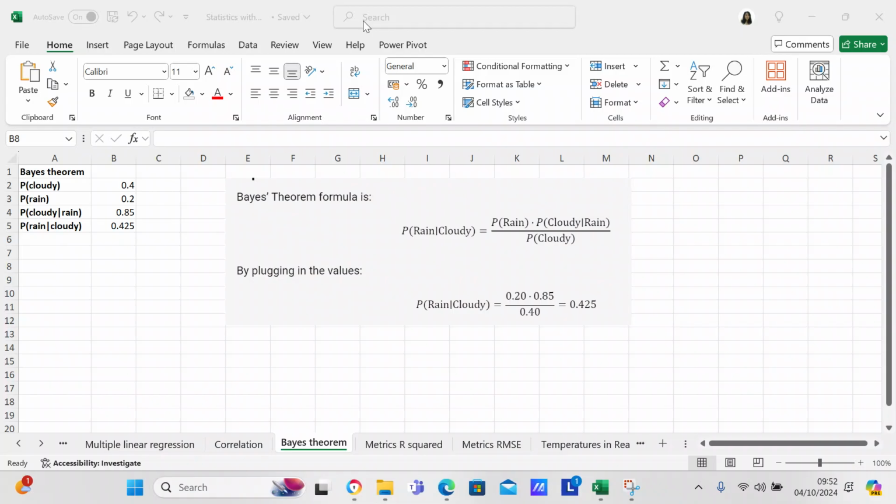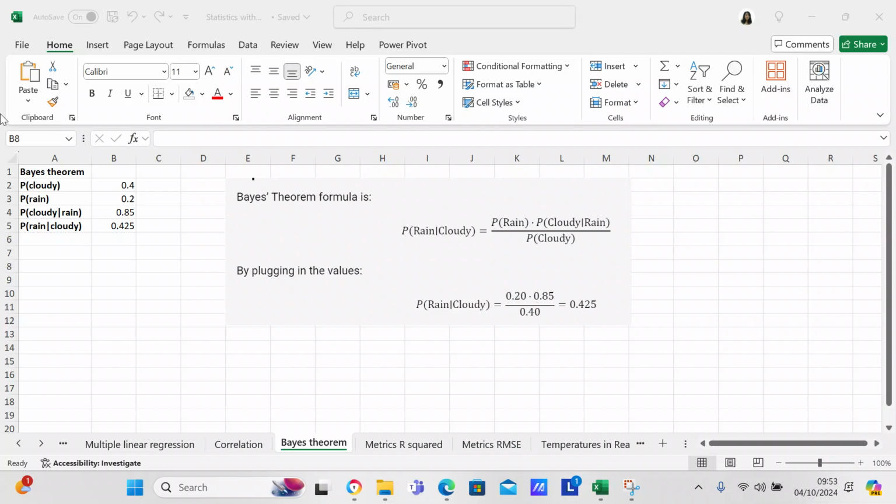So the Bayes theorem formula is the probability that it will rain because it's cloudy equals the probability that it will rain times the probability that it's cloudy and will rain, over the probability that it's cloudy. And then what we do is we assign some values. The probability that it's cloudy is going to be 40%. The probability that it's going to rain is going to be 20%. But the probability that it's going to be cloudy and raining is going to be 85%.